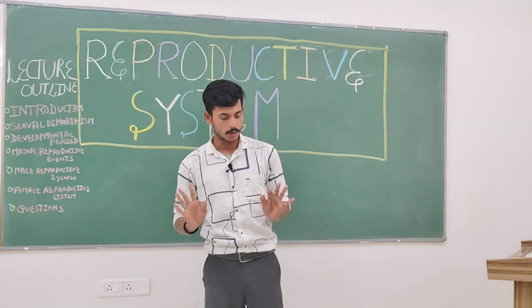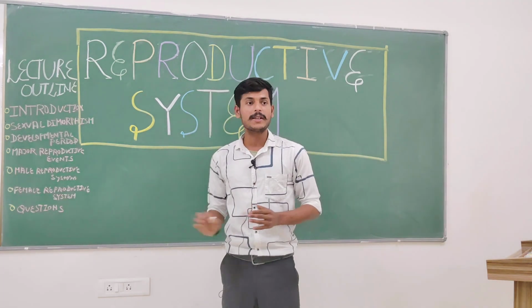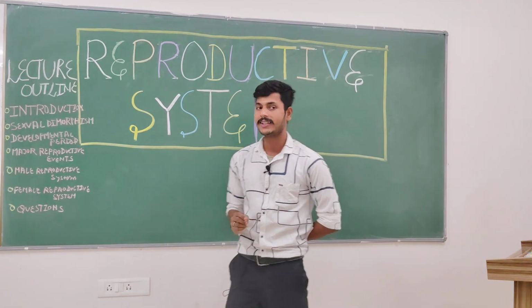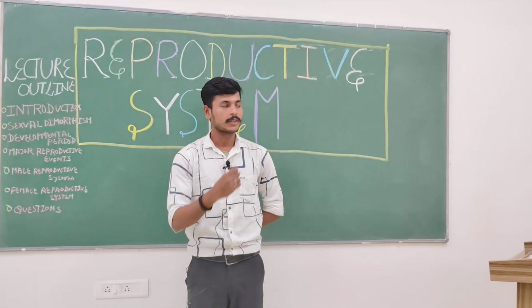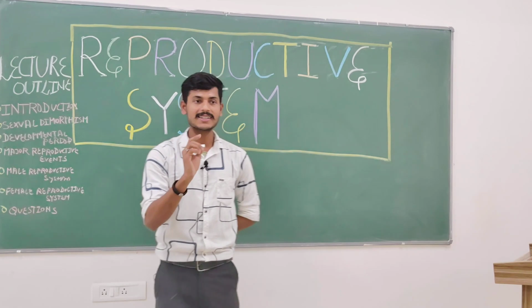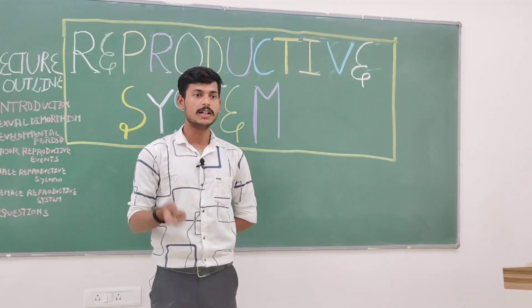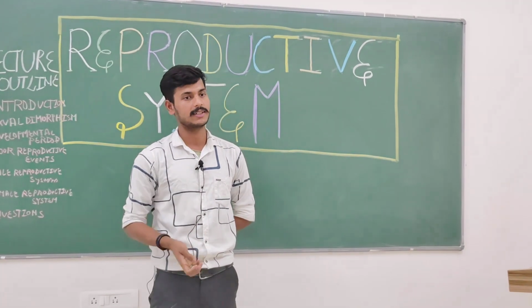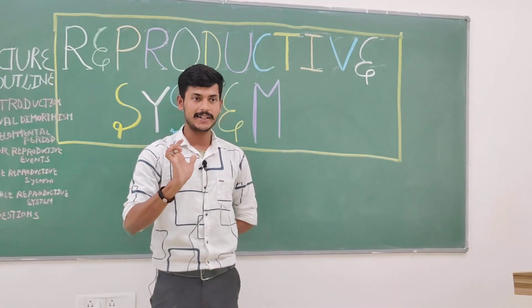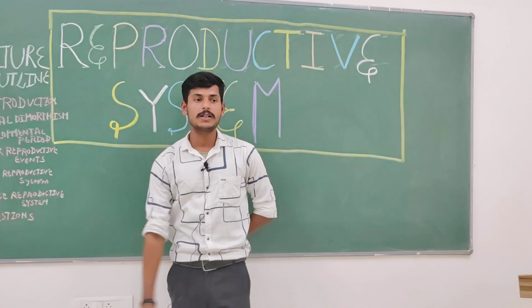Understanding? No problem? Okay. We perform sexual reproduction. It means there is a need for at least two persons. That's called mating. Understanding? Now, the meaning of sexual dimorphism.